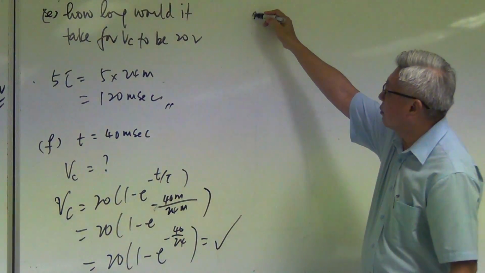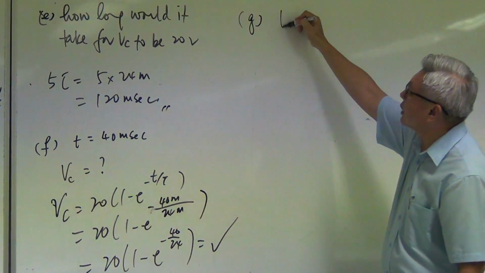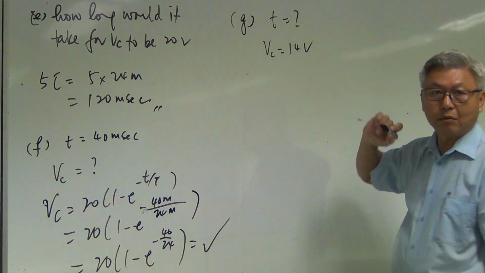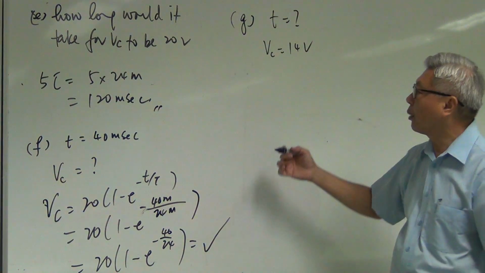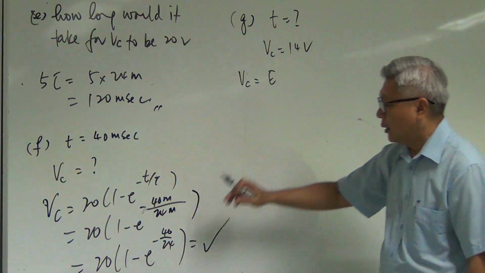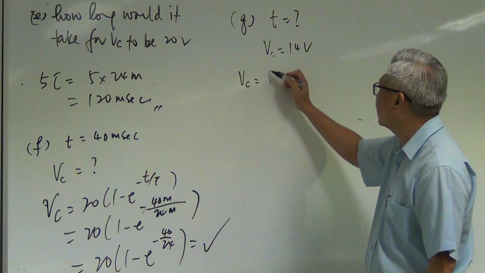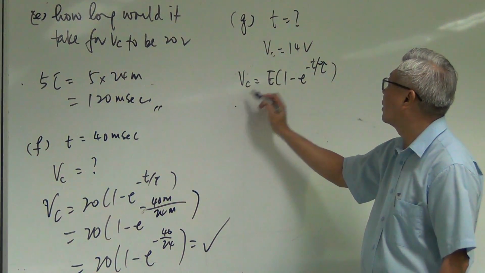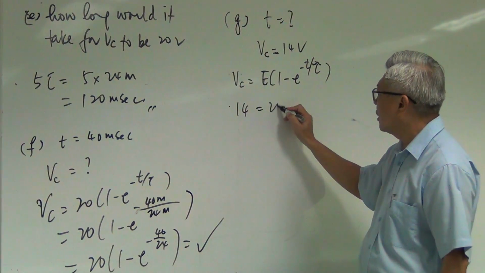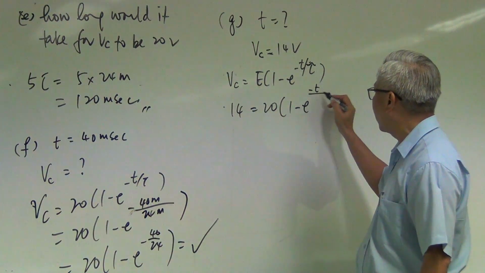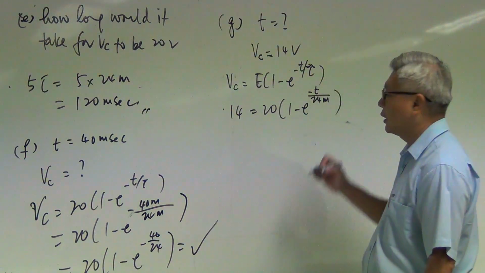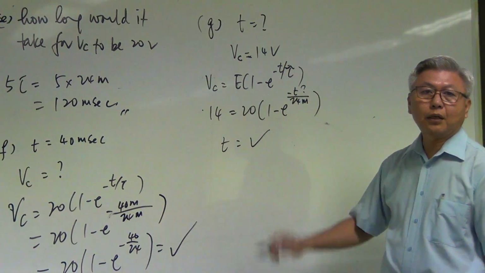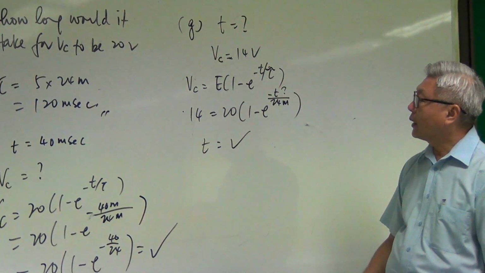Part G. Can you find out the time when VC is equal to 14 volts? It's still a mathematical problem. So I write VC is equal to the expression, 20 times (1 minus e to the minus t over time constant). Here it says 14, so 14 equals 20 times (1 minus e to the minus t divided by 24 milli). One equation, one unknown. Can this unknown be found? Of course it can, if you use your calculator.